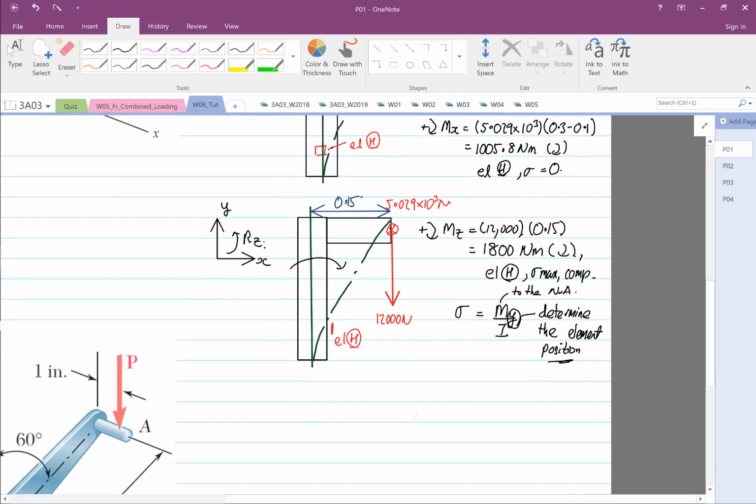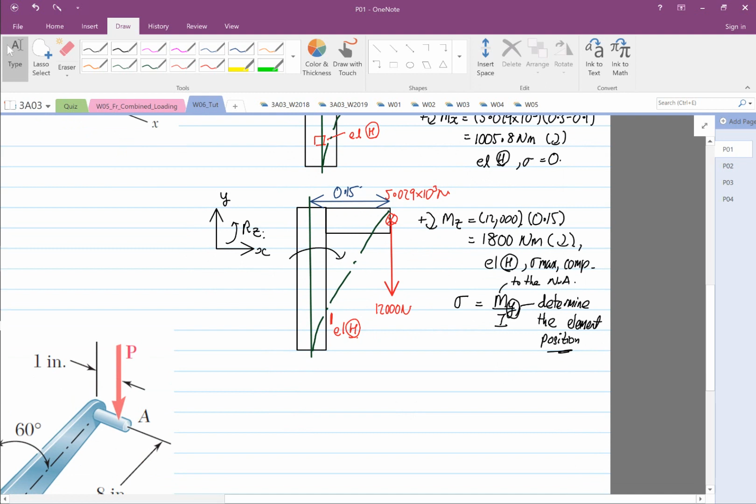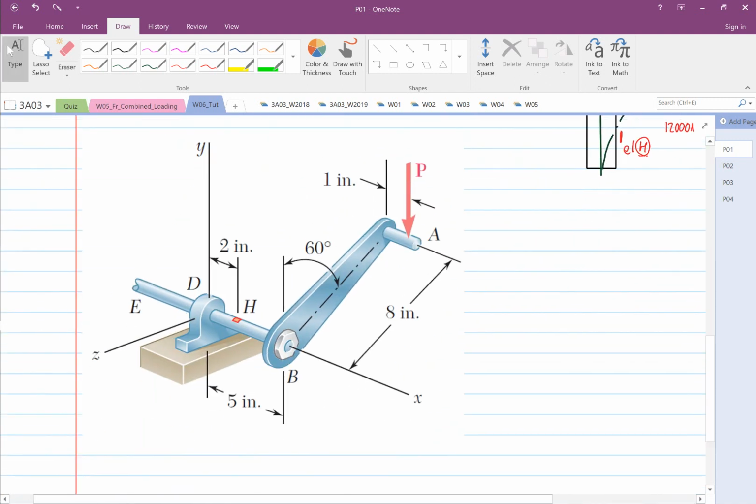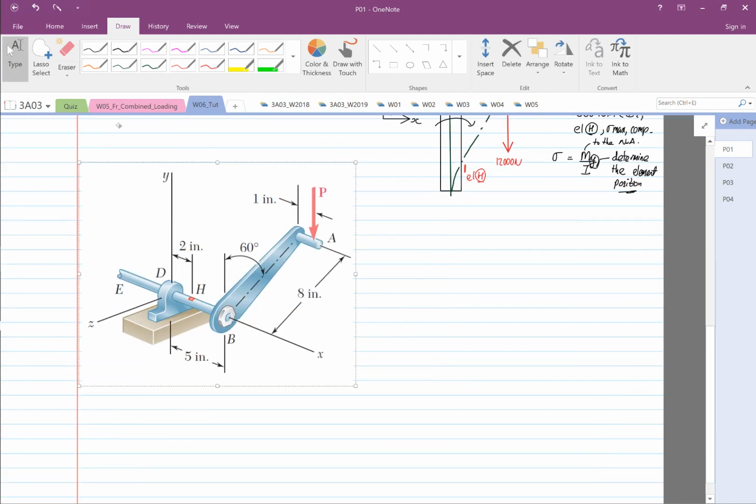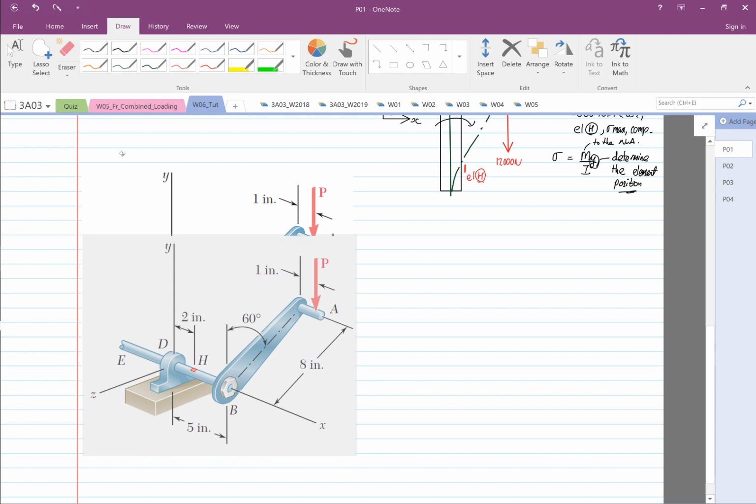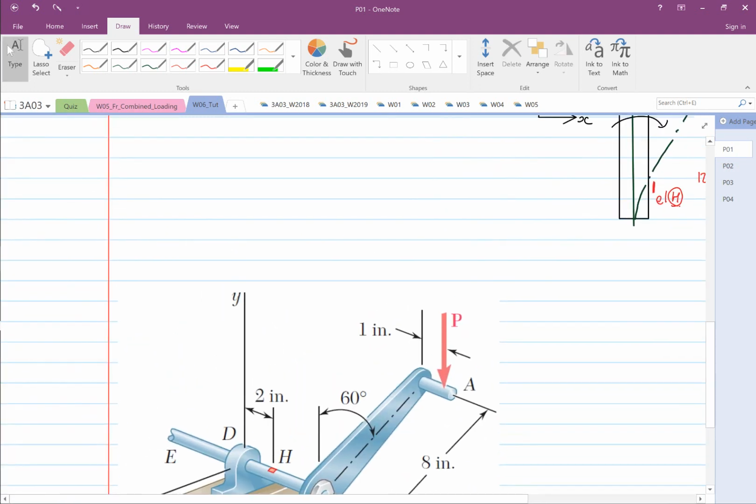Now let's look at the next problem, or next structure. What you see over here is a structure. This is example number 2.